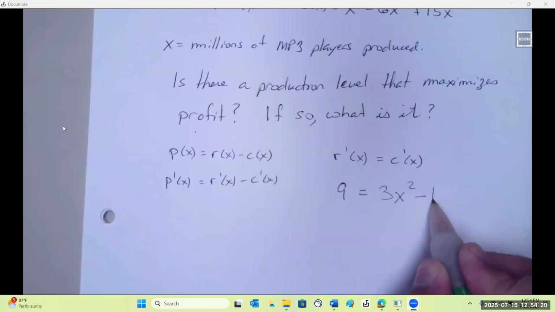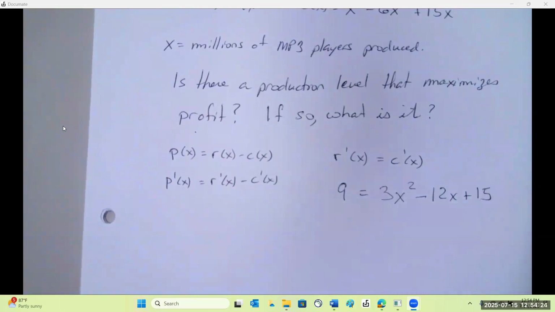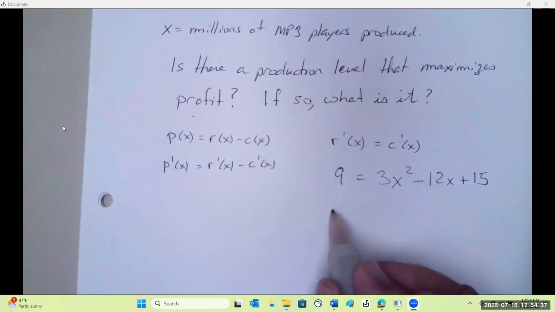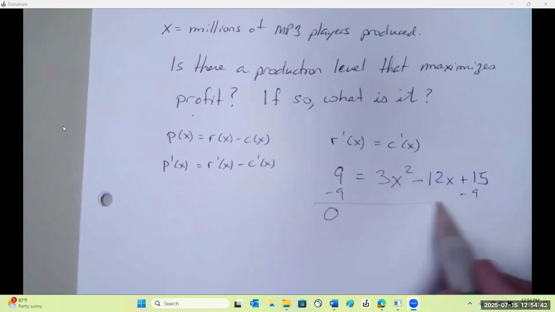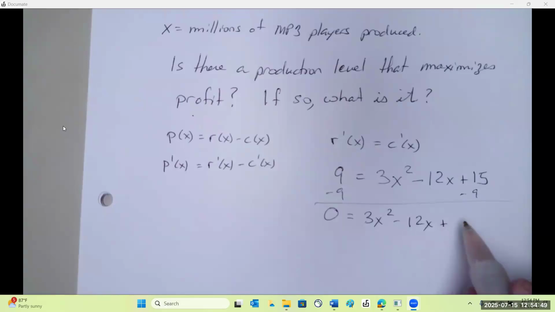Squared. 18x. Yeah, minus 18x. Right. Take the derivatives, bring the power down. It's quadratic, so set it equal to 0, which means I would subtract 9 from both sides. So we get 3x squared minus 12x plus 16.